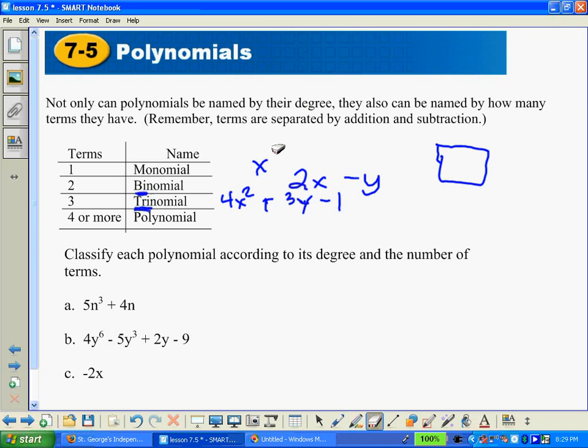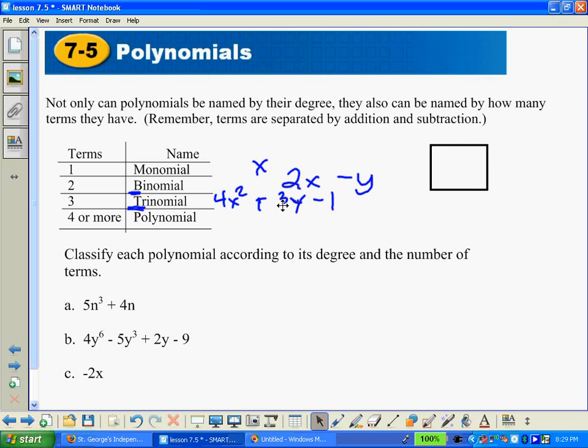Alright, in these examples down here, we need to classify or name each polynomial according to its degree and by the number of terms. So we have to look at 2 things, how many terms and what's the degree. In example A, how many terms are there? We have 1 term, the 5n cubed, and then 4n squared. So that's 2 terms, making it a what? That is a binomial. And the degree of that binomial, the biggest exponent in any of the terms is 3. So a cubic binomial. Generally, you put the degree name first and then the term name second.